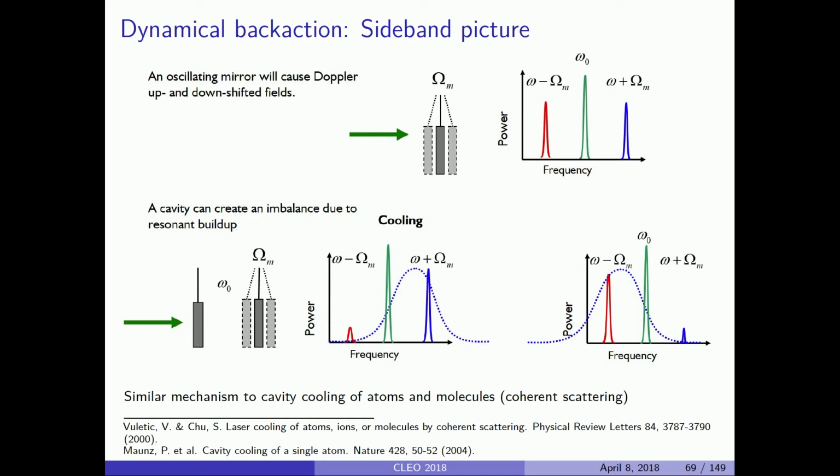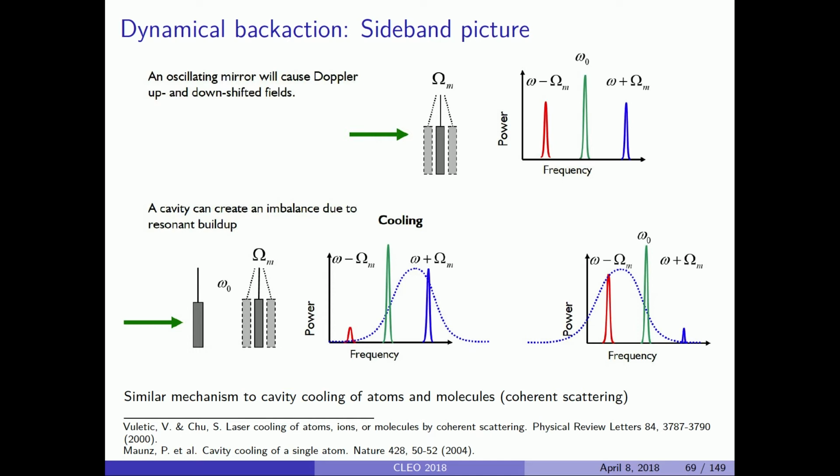Now, if you place that oscillating mirror in front of a second mirror, that second mirror will create a density of states. And if you arrange the density of states in such a way as to enhance the blue sideband and suppress the red sideband, you've created an imbalance. But this doesn't come without a cost. If you generate an imbalance, you have more blue photons than red photons, and that costs you energy. So where does the energy come from? That energy actually comes from the mechanical oscillator. That energy comes actually from the mirror.